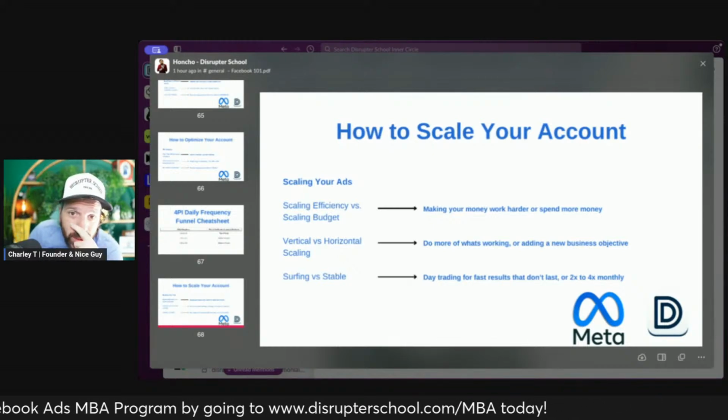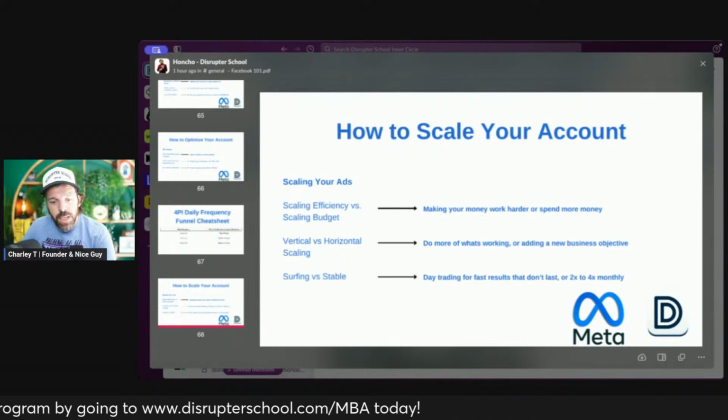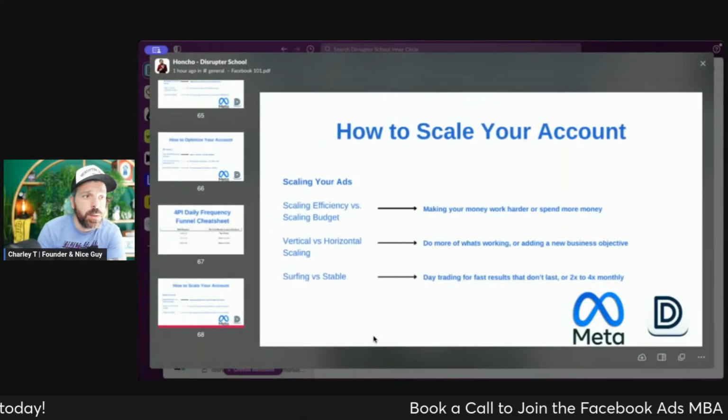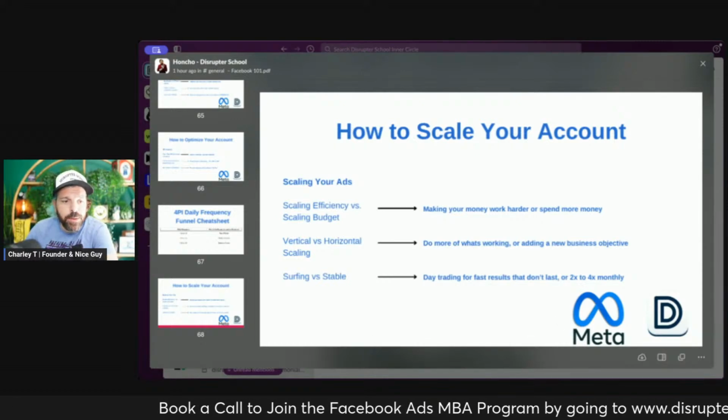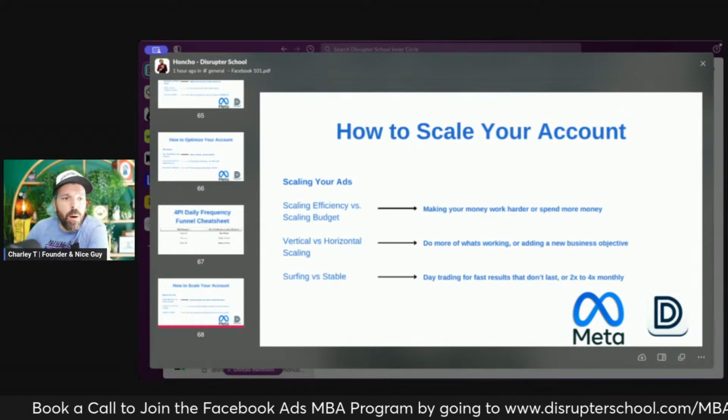That's really the first thing. And if you don't know what your goal is, the odds of you being successful are almost zero, because you're going to be optimizing to a million different things that are all competing with each other.